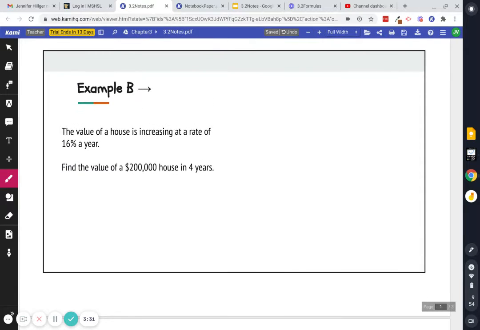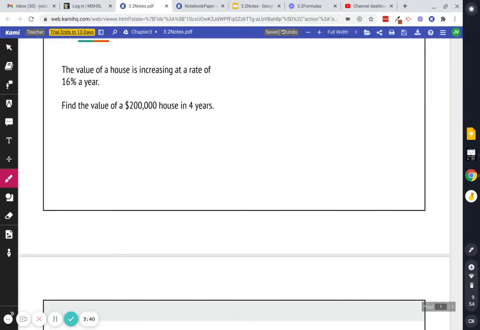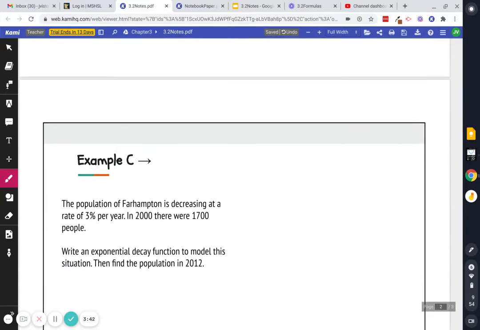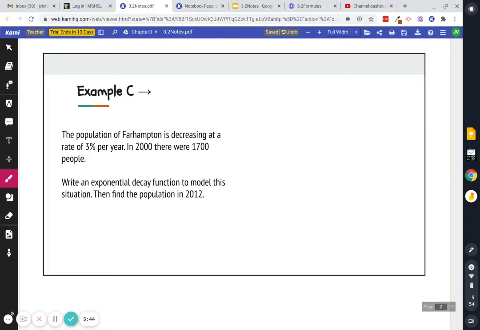In this example, the value of my house is increasing, and so we would do the same thing, but we'll do increasing. I will work through that one, but I'm not going to record it. I'll just work through it and post the worked out example when I post this entire page.